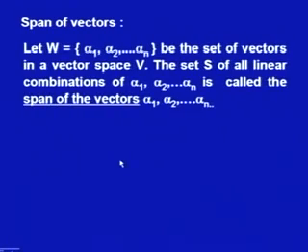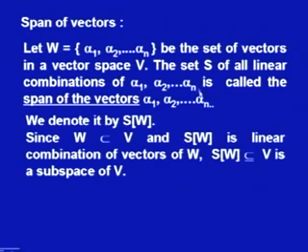Now, the next definition is the span of vectors. Let us say we have been given a set W of vectors alpha 1, alpha 2, up to alpha n in a vector space V. Then the set S of all linear combinations of alpha 1, alpha 2, up to alpha n is called the span of vectors alpha 1, alpha 2, up to alpha n. So, all the linear combinations of these vectors will form the set S, and that set will be called the span of vectors, and we denote it as S(W), that means the span generated from W.